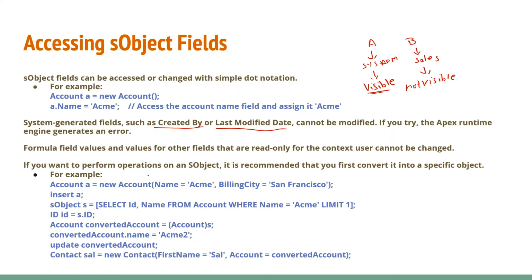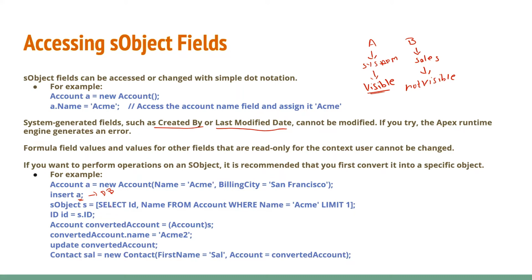This is majorly defined on profiles or permission sets, which we assign to the particular user according to their role or role hierarchy, like what access they require or what operations they do in that particular business. If you want to perform operations on an sObject, it is recommended that you first convert it into a specific object. For example, Account a = new Account(Name='Acme', BillingCity='San Francisco'); insert a. So now a will be inserted into the database.